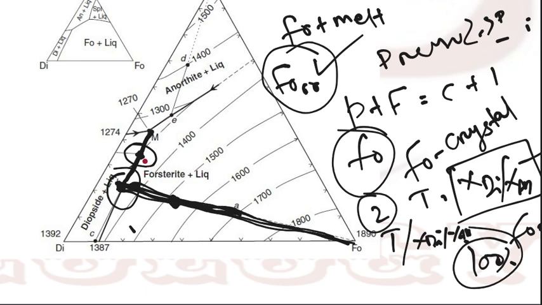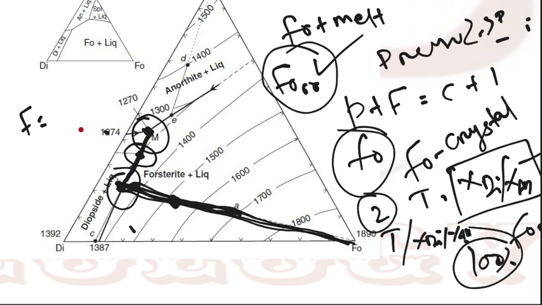So you can define the remaining component. Okay, only temperature is variable here. Now when you reach this point, there are 3 phases or 4 phases. Anyone?